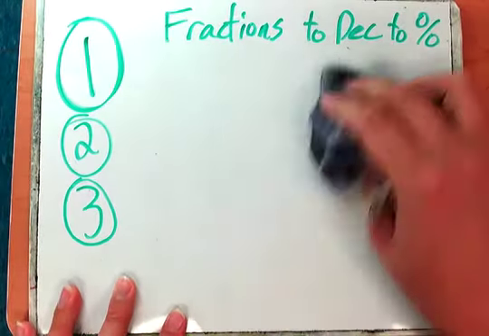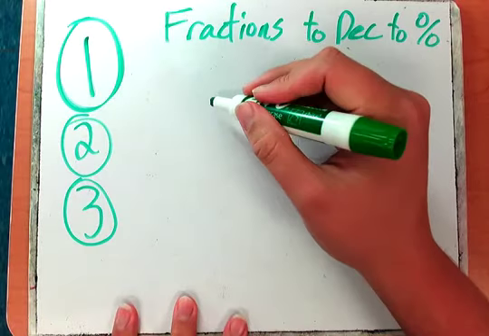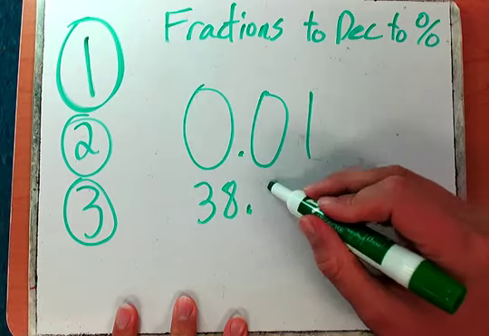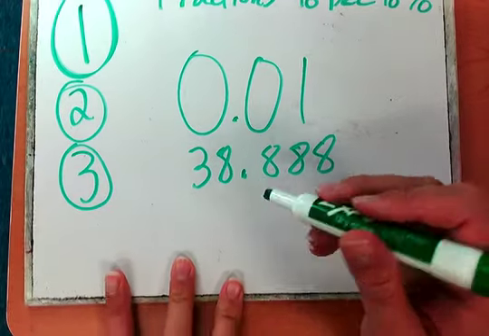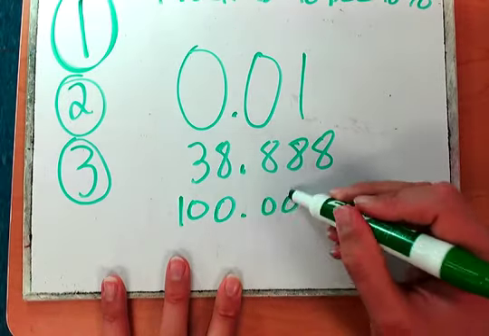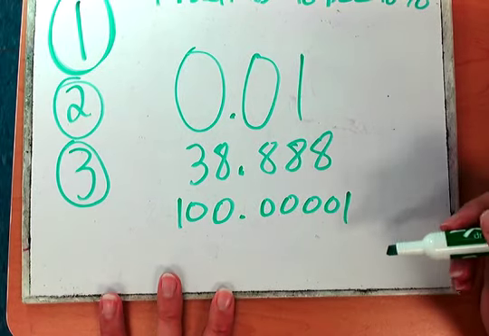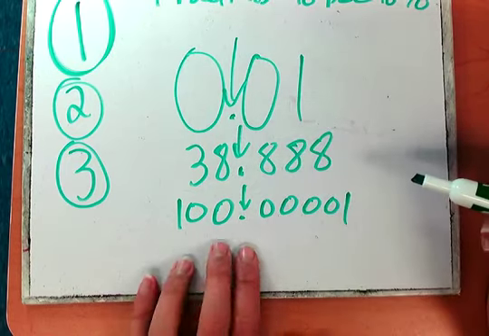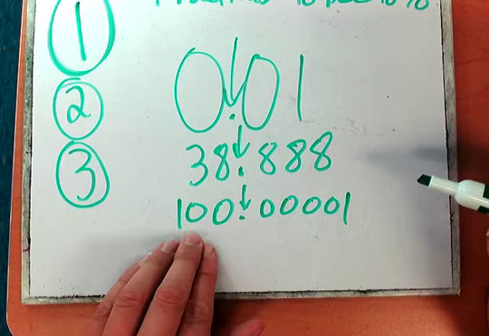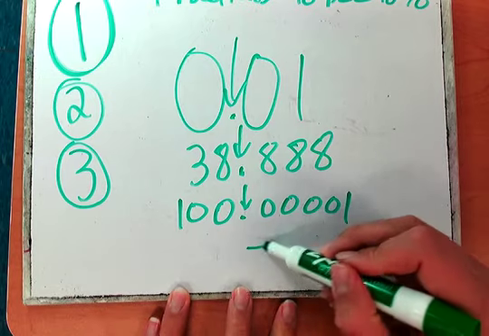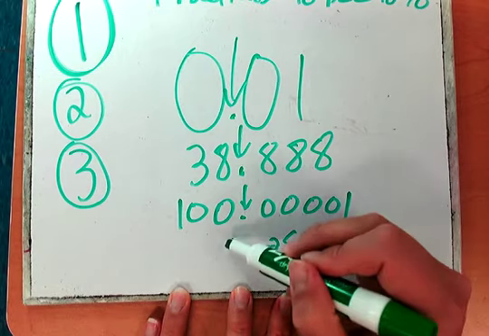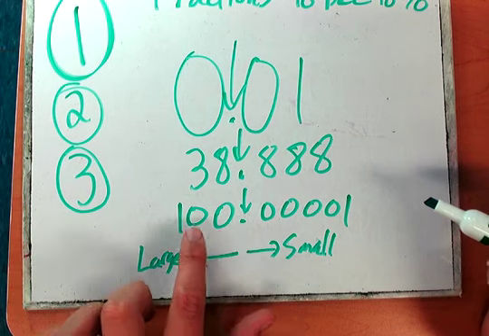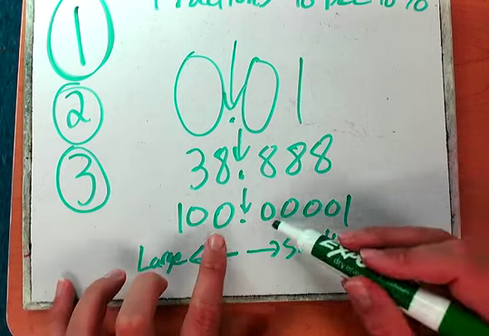Let's talk about decimals now. So decimals are on your calculator. They can be expressed like that, or 38.888, or they can be 100.00001. Those are all decimals. What do these all have in common? This decimal point. That decimal point shows numbers that are 1 or bigger versus smaller than 1. So on this side we get really small, and on this side we get really large. And as these digits keep moving farther away, we get smaller and smaller and smaller.